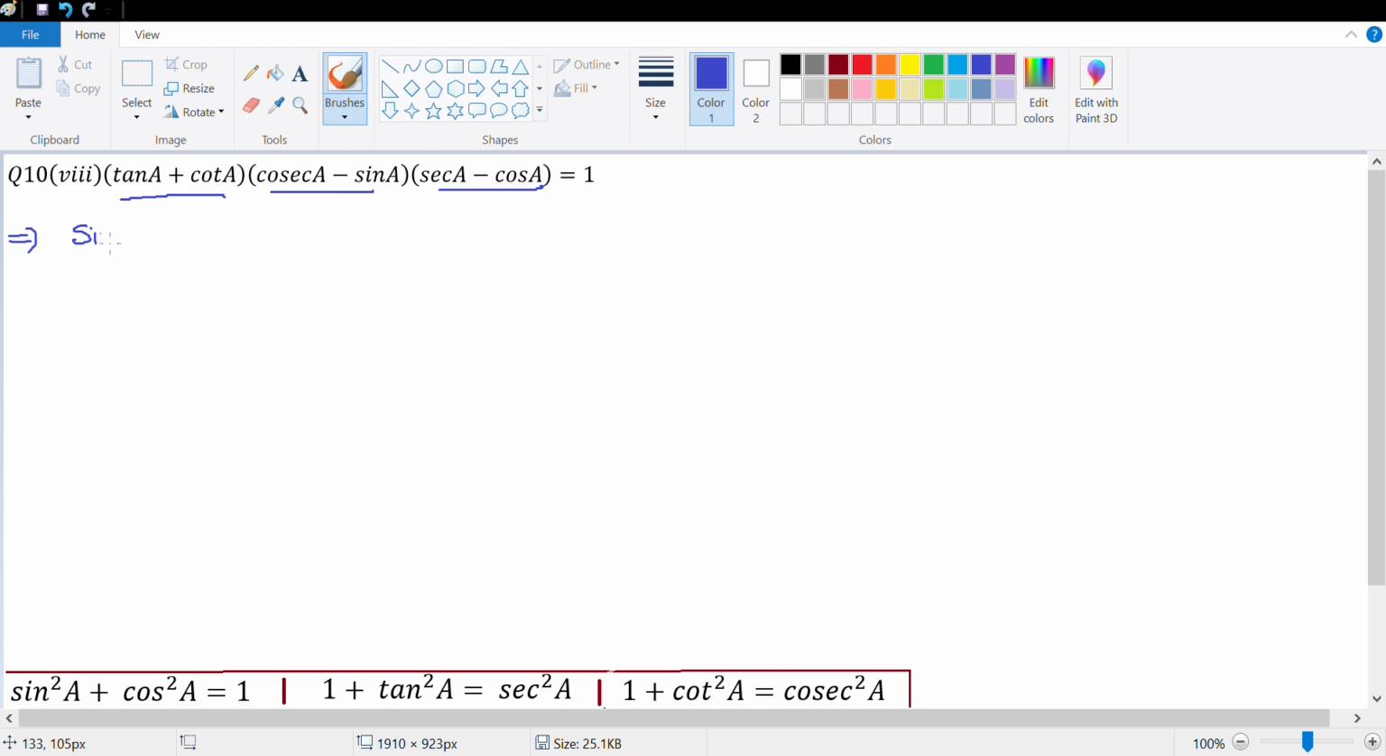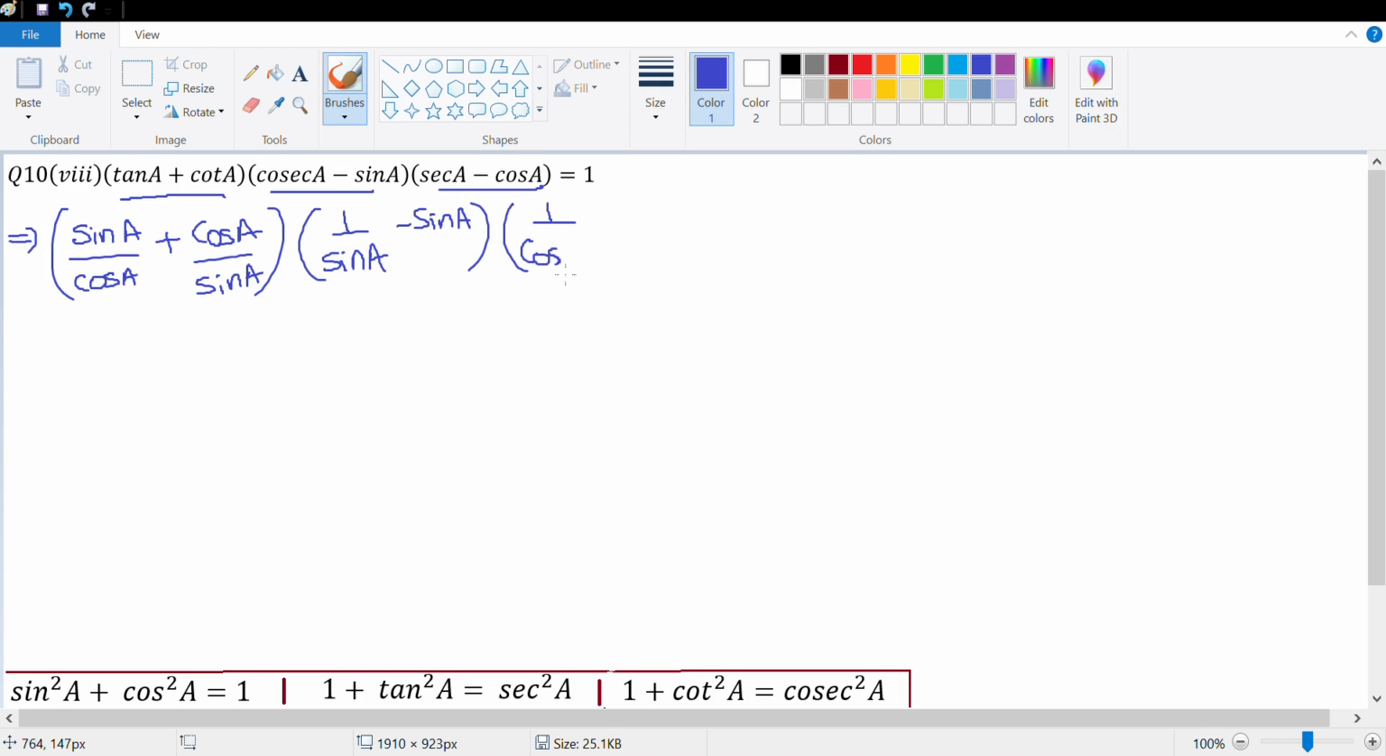So change into sin and cos. So sin A upon cos A plus cos A upon sin A. That's my first term. I've just converted tan and cot into sin and cos. Next is cosec, which is 1 upon sin A minus sin A. Done. I think this will help me. This will become 1 minus sine square. I think we're going in the right direction. Sec would be 1 upon cos A minus cos A.